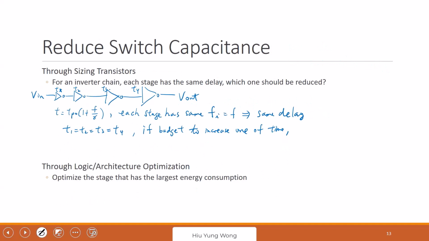I already gave you the answer. I will increase T4, to T4 plus delta. Why is that? I gave you some hints already here. Anyone?